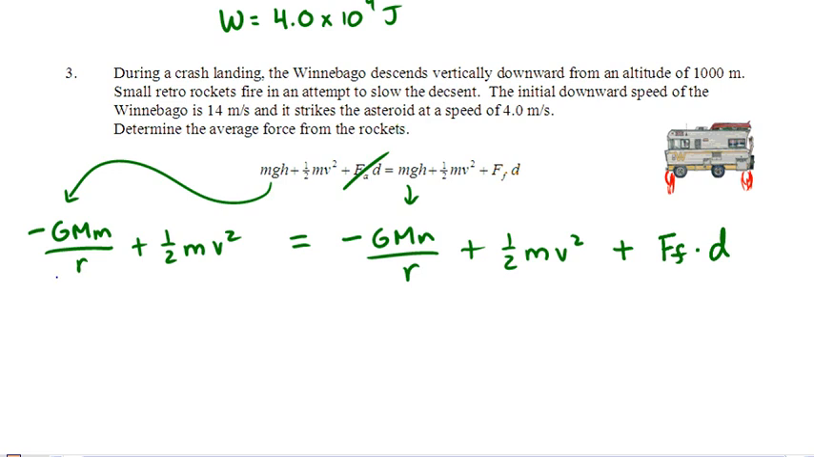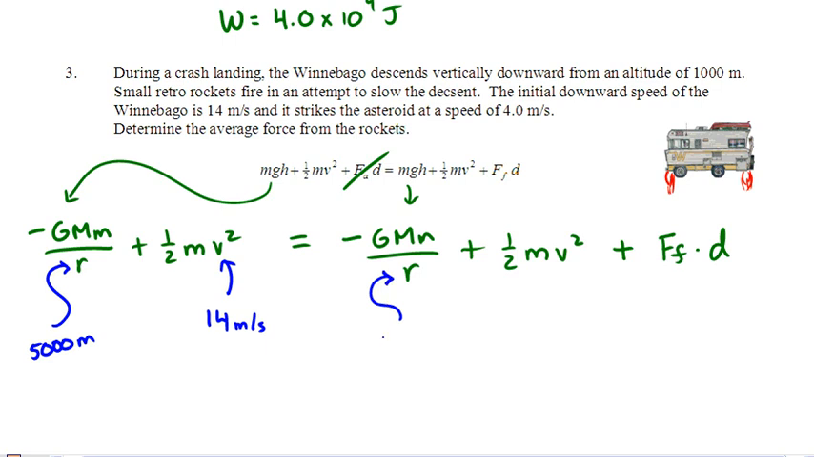This r value, when you do negative GMm over r, is how far you are from the center. So this Winnebago would start 5,000 meters away from the center. That would be the number you'd have to put in for the r. This is when you first start your descent, so your velocity here would be the number they mentioned at the beginning, 14 meters per second. And then I get to another negative GMm over r. This is the value for r, how far you are away from the center when you're done.